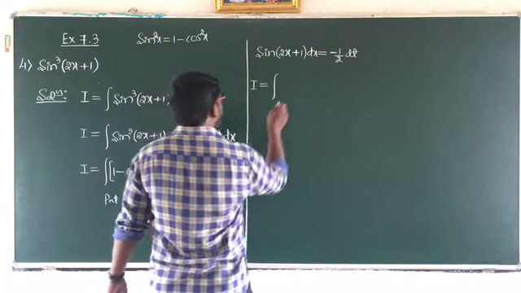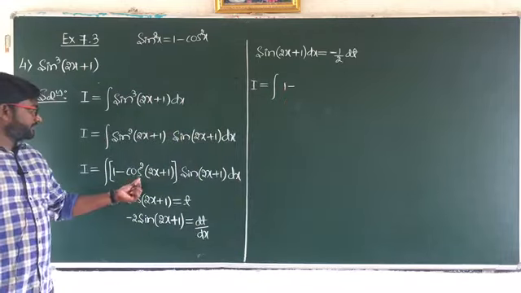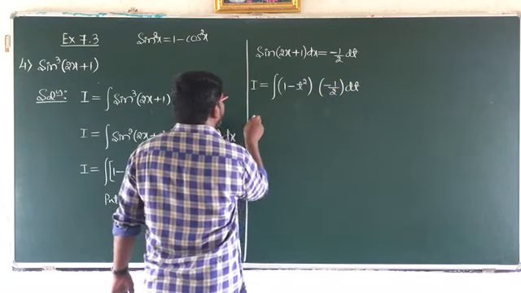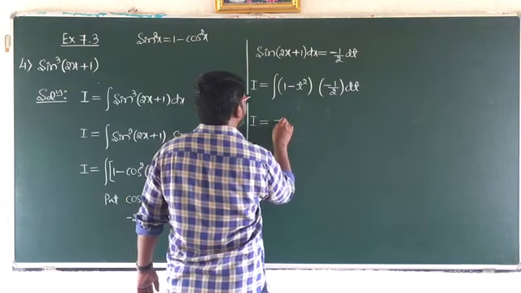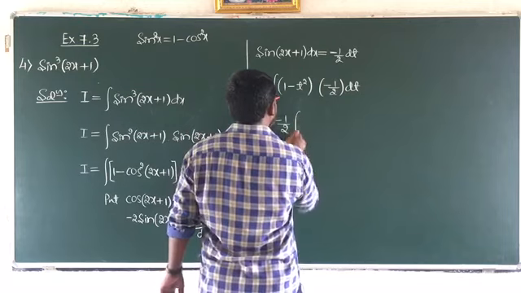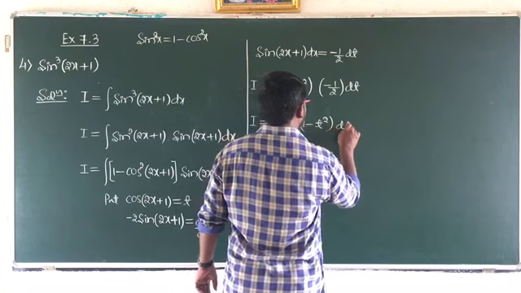integral 1 minus cos 2x plus 1, it is t, we get t square here, 1 minus t square, and then sin 2x plus 1 dx. sin 2x plus 1 dx will be minus 1 by 2 dt. So it is minus 1 by 2 dt. So now I is equal to minus 1 by 2, the constant, I write it outside, then write the remaining term 1 minus t square dt.